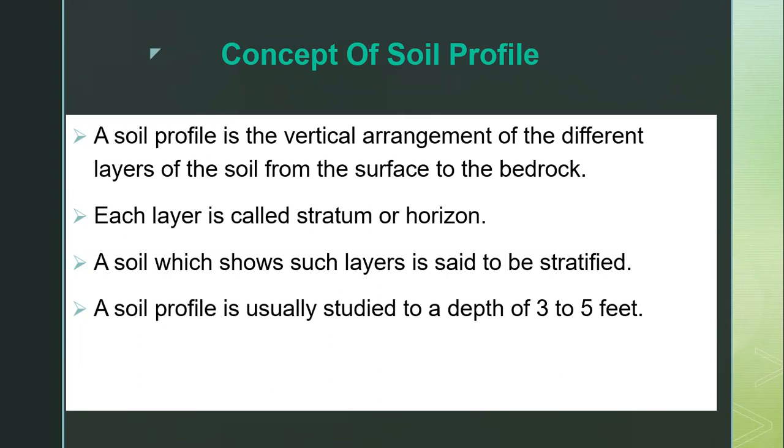Now each layer is called the stratum or the horizon. So all these layers from the surface to the bedrock are called the horizon or stratum. Now, a soil which shows such layers is what we call a stratified soil. So it's that kind of soil that has plenty of layers. Now, a soil profile is usually studied to a depth of 3 to 5 feet.